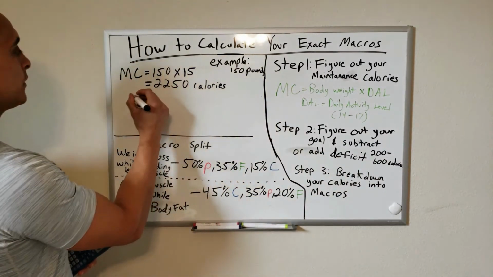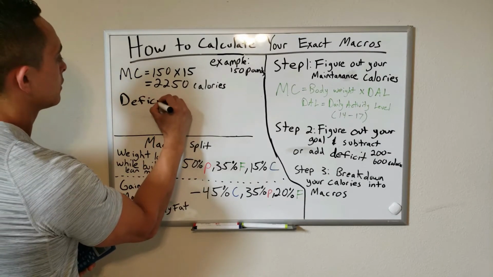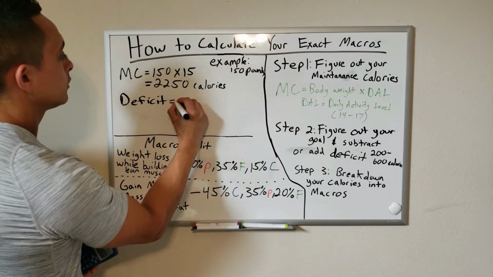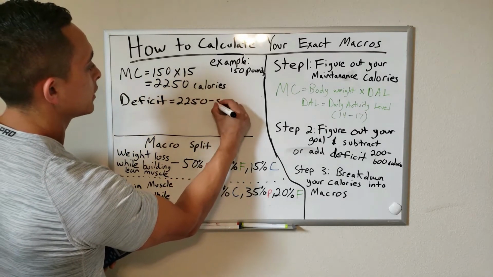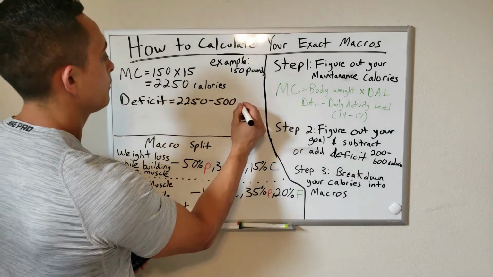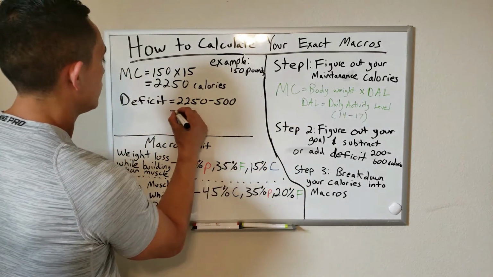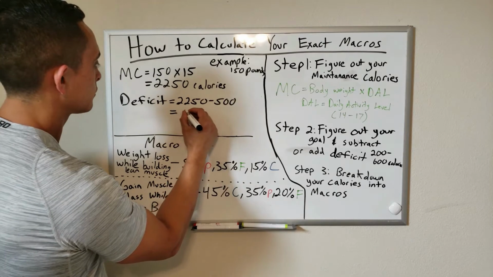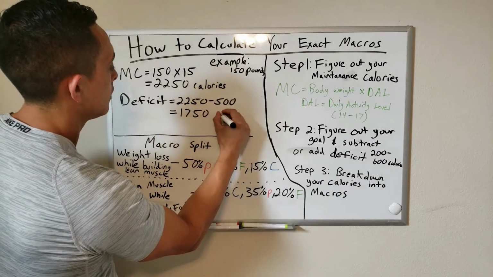So your deficit is equal to your maintenance calories, so 2,250 minus, we're going to do 500. Okay, so your goal calories are 1,750 calories.